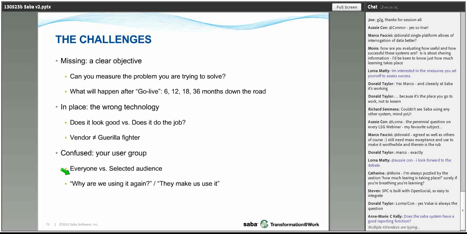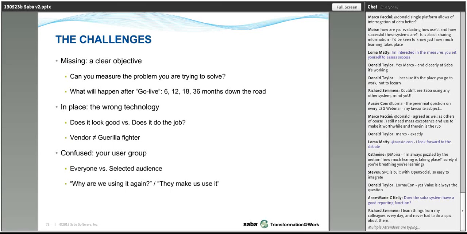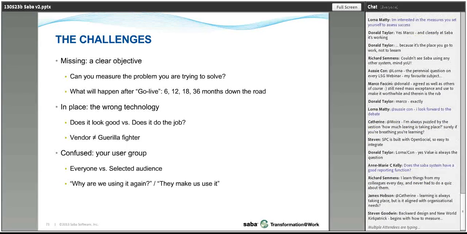Okay? Also, with whichever vendor you go, whichever supplier you select in order to help you with social technology, make sure that they are a partner, not a guerrilla fighter. You don't want to work with somebody who goes in, implements the technology, and then disappears. You want to have somebody that can actually work with you and can partner with you and helps you by sharing experiences, best practices, etc.